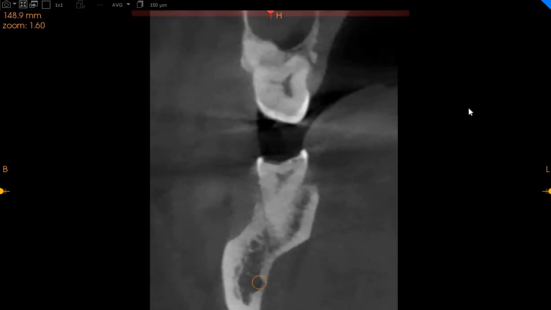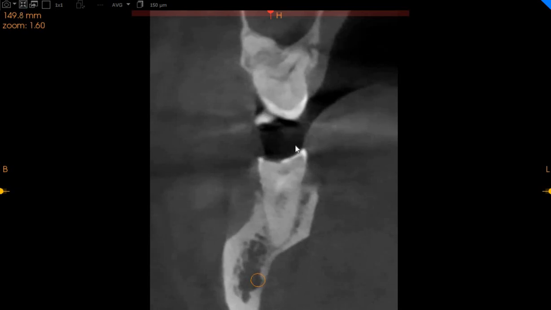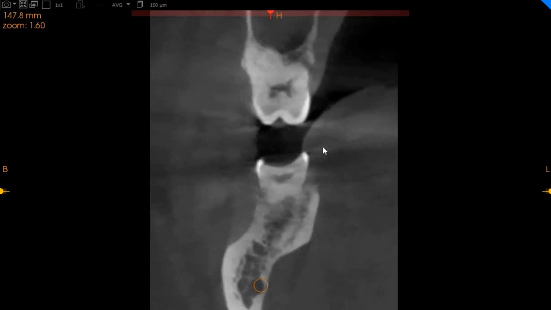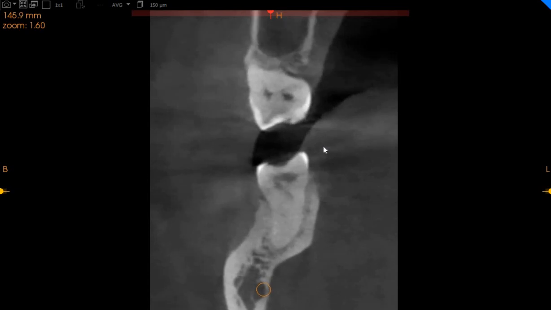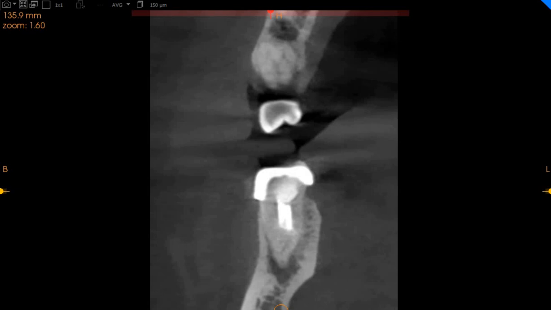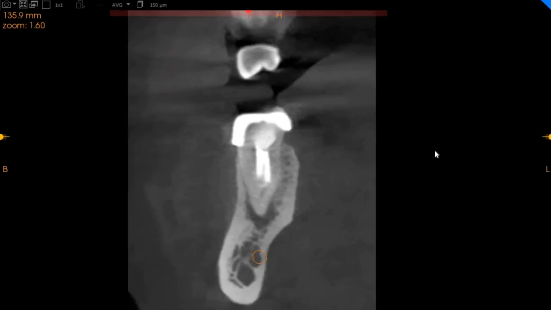This is the lower left second molar. This is the mesial root of the lower left second molar. And then this is the distal root of the lower left second molar. We've got two canals in the mesial, and we've got one canal in the distal. There's no periapical radiolucency associated, but this is the lower left first molar.